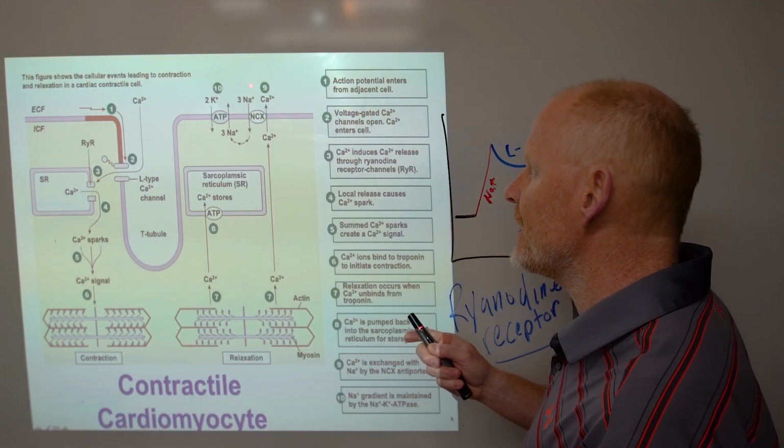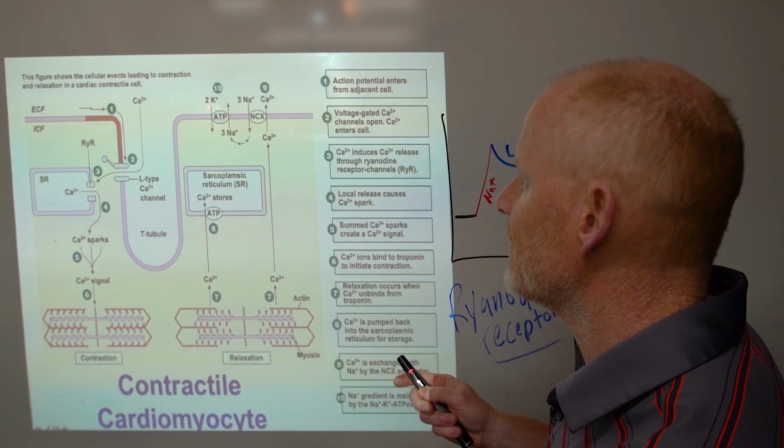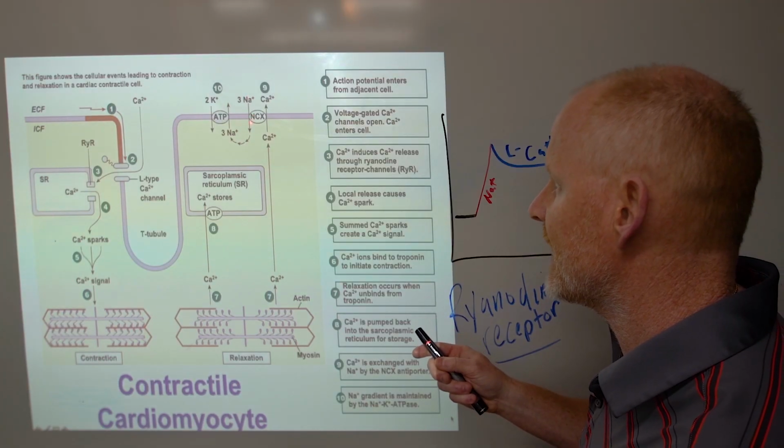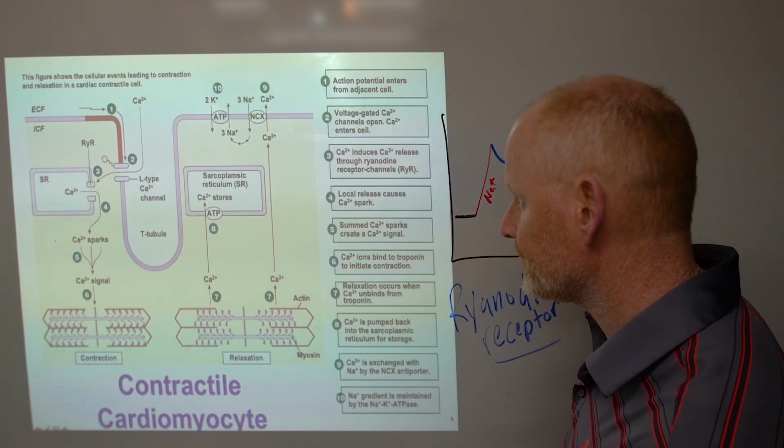There's also a sodium-calcium exchanger here. This is an antiporter that is run by the sodium-potassium pumps found in the cardiomyocyte. We allow calcium down its concentration gradient, and we pump calcium out into the extracellular fluid.